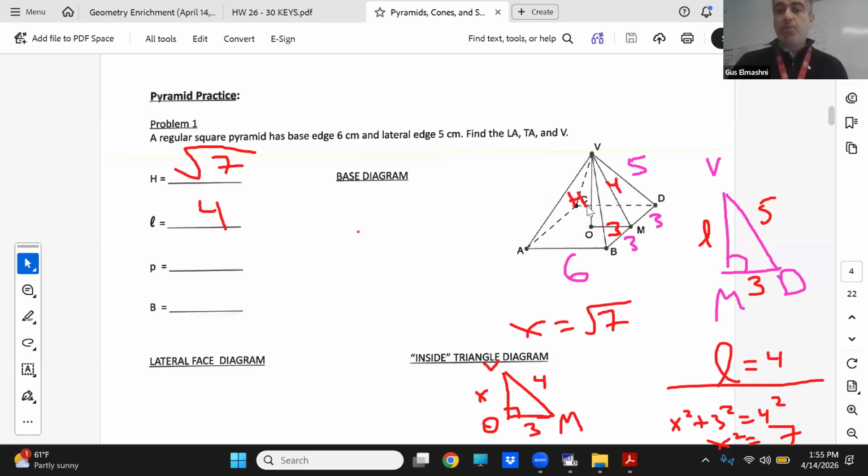But that's the height of the pyramid, or the altitude. Sorry, I don't want to say trapezoid. That's the altitude of the pyramid.